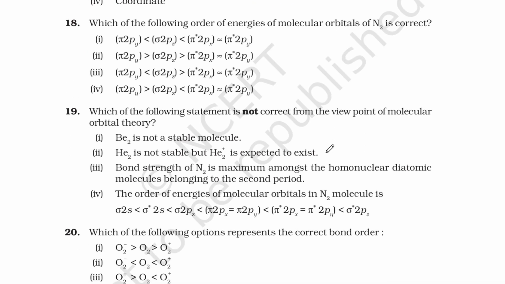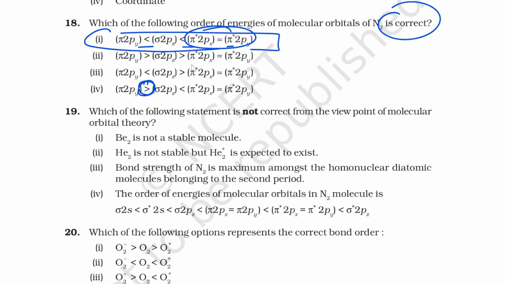Oh, this is a funny question. Which of the following order of energies of molecular orbitals of N2 is incorrect? Oh, sorry, is correct. Less than, almost equal to. Okay. Greater than is weird. I see this to be extremely weird right over here. If you put this order, this could now, I don't know. This is a little confusing to see. So I'm going to go with 1 and just check एक बार N2. Yeah, this makes sense. This is the answer.